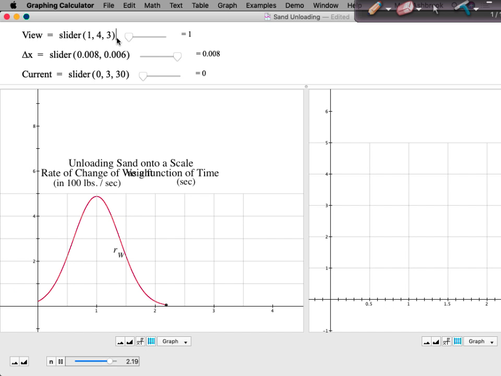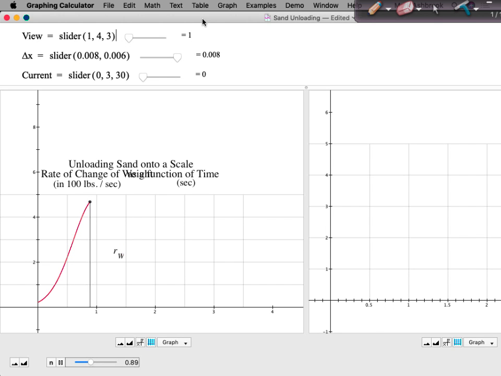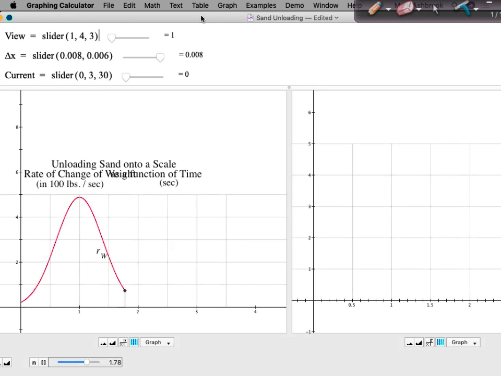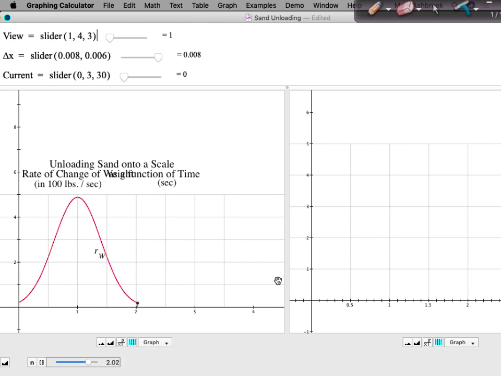We'll be very proud of it when we finish. Okay, so this is sand unloading. What's going on? Okay, sand unloading. So the first view is showing the exact rate function emerging here.